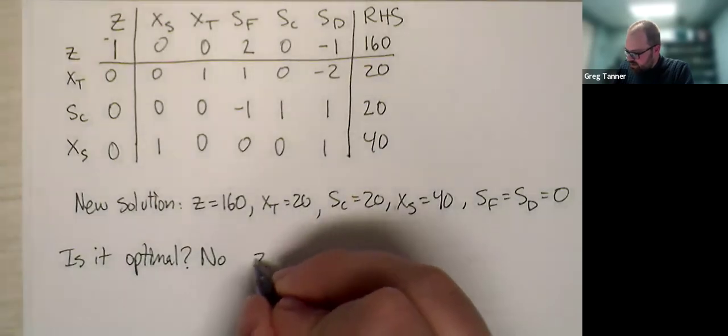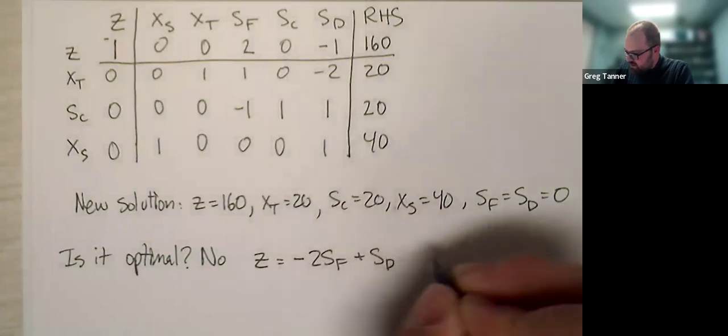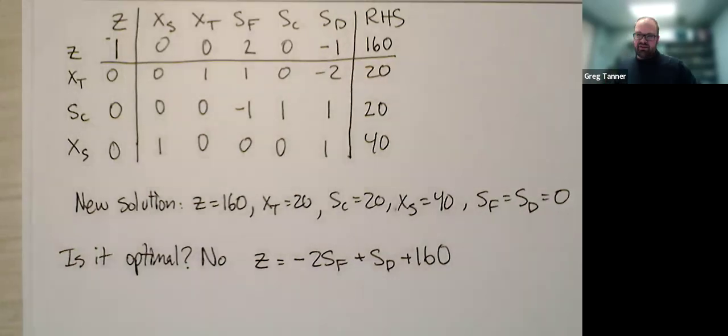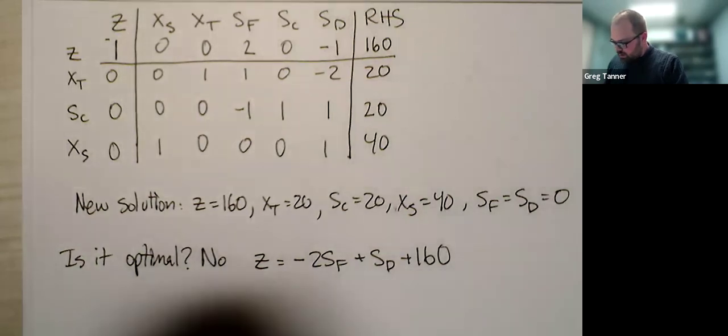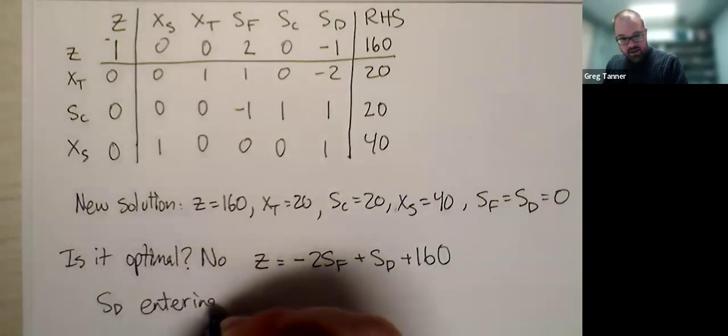Essentially, that top row says that Z equals -2 SF plus SD plus 160. So if I increase SD now, one pivot into the future, it will actually improve it. Although in our first iteration we moved SD out of the basis, now we're going to move it back into the basis. As long as it's one pivot later down the road, that's fine, and it's going to lead to an improvement. So we're going to have SD as our entering variable.